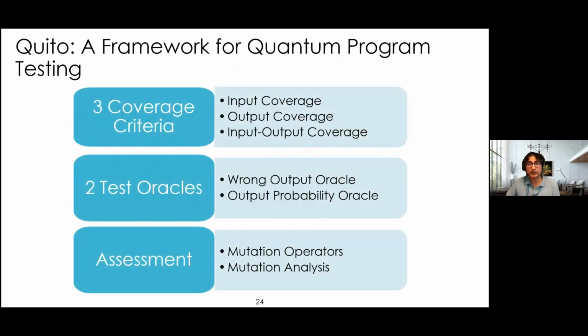So what we did was that we have a very simple framework. We use 3 coverage criteria. We have 2 types of test oracles. And then we do the assessment based on this mutation technique I mentioned to see how effective these 3 coverage criteria are in finding different faults. So I will now go through the details of each of them.